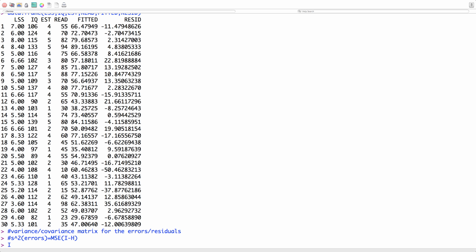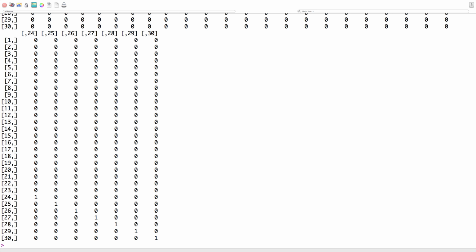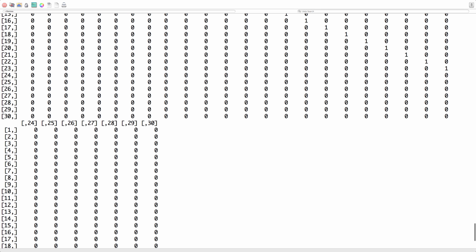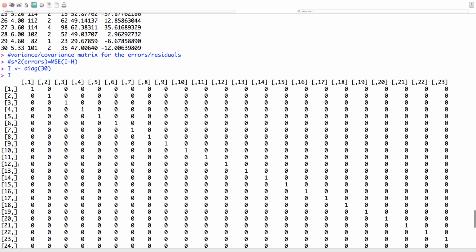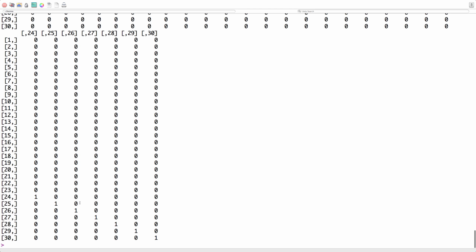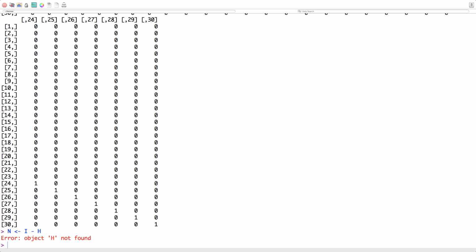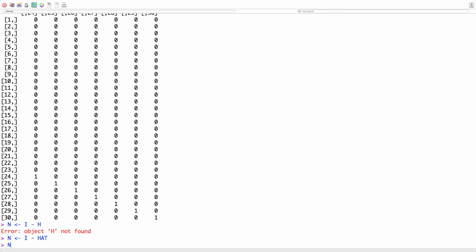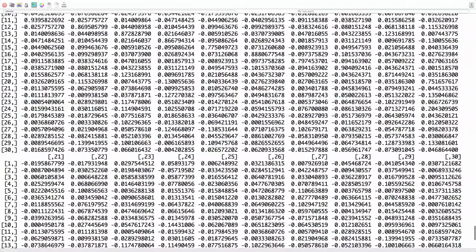So the easiest way to do the identity matrix is to do diagonal 30. What this is going to do is create a 30 by 30 matrix, but it's going to create on the diagonals our ones, which is exactly what we need for an identity matrix. So next I'm going to store this as n, or whatever you want, and I'm going to take the identity matrix minus the hat matrix. Well, it's a day of just messing up, isn't it? And we get our n matrix here.